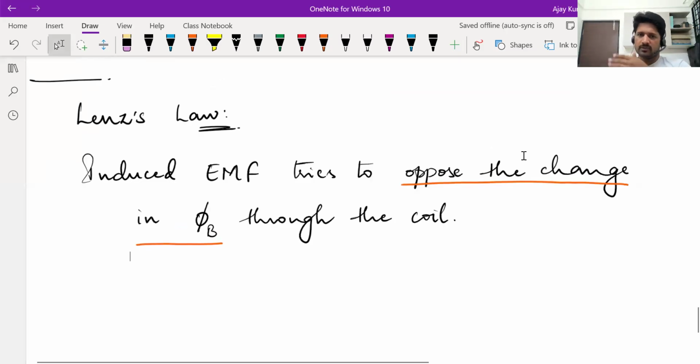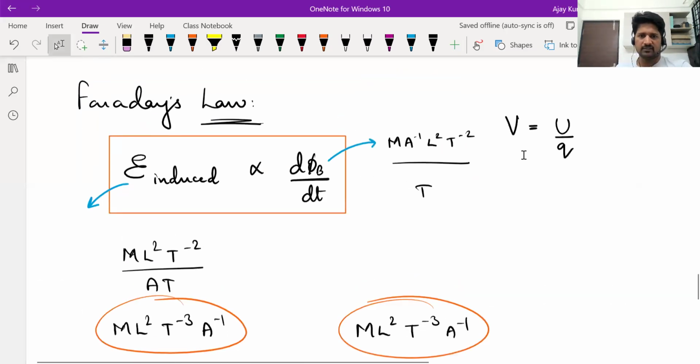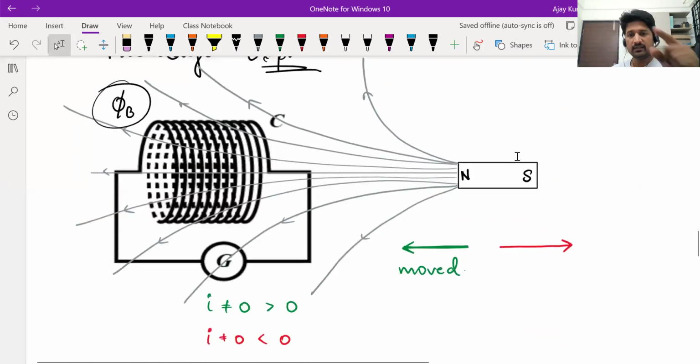Magnetic flux is produced by the external magnetic field. Let's consider this coil and magnet itself. The bar magnet is producing magnetic flux in the coil. As a result, if that flux varies, a current gets produced in that coil.